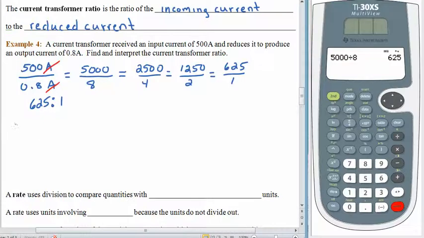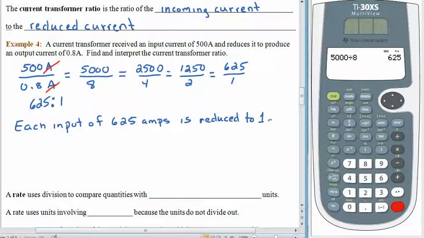And of course what this means is that each input of, right, because the first number talks about the input. Since this is current, it's normal to talk about amps. So each input of 625 amps is reduced to 1 amp. And that's one thing that the current transformer ratio will tell you.